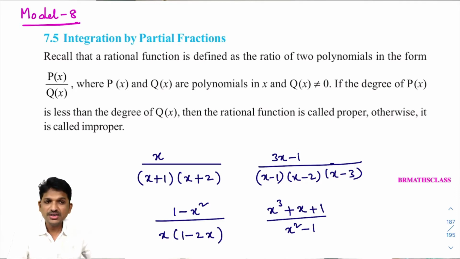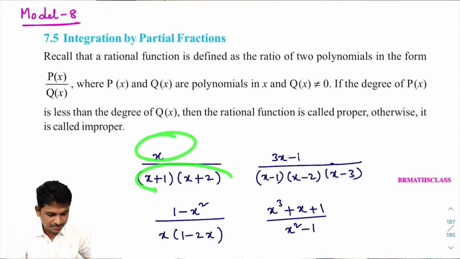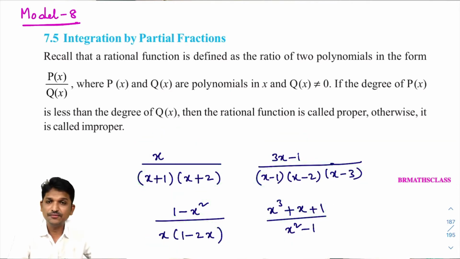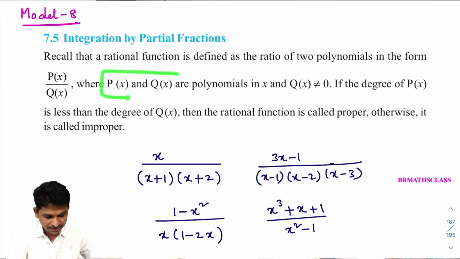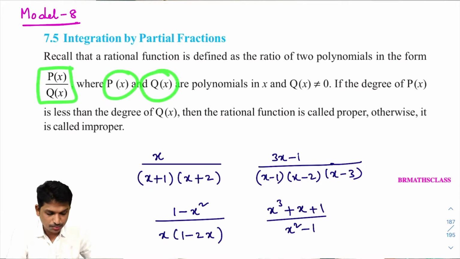First one, what is a rational function? We learned this in the class 11 functions chapter. You observe here, a function is of the form p of x by q of x. You look here, all the examples are p of x by q of x. A function of the form p of x by q of x, where p of x and q of x are polynomials in x, and the denominator q of x is not equal to 0, is called a rational function. What you learned? Rational function.